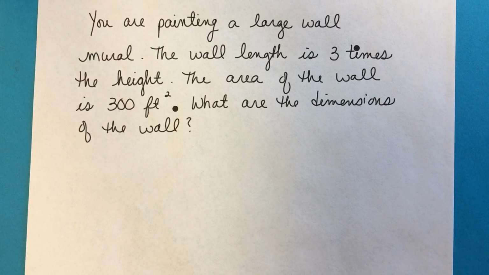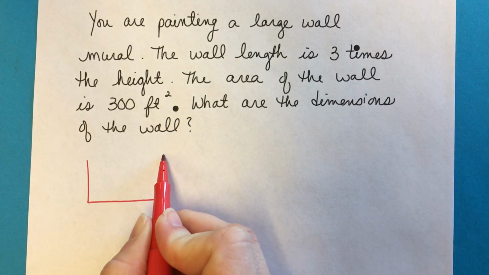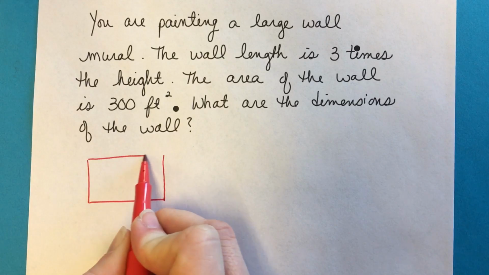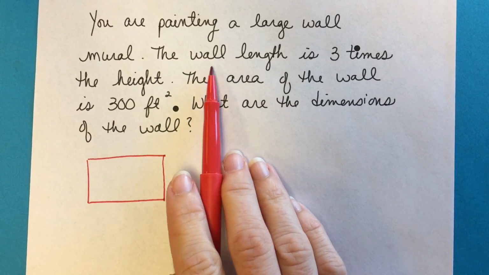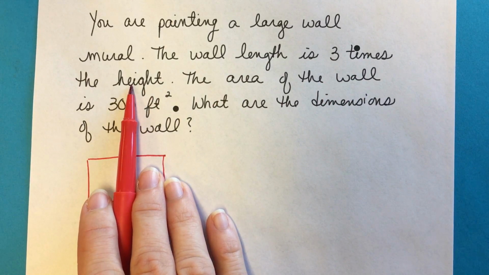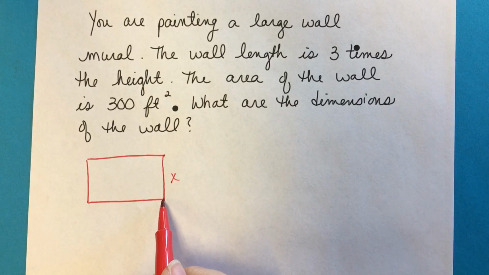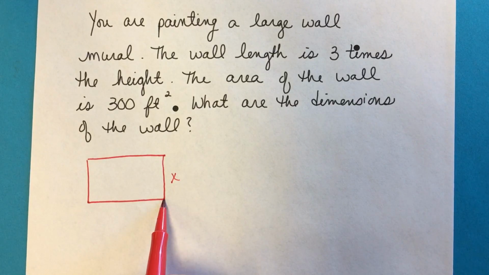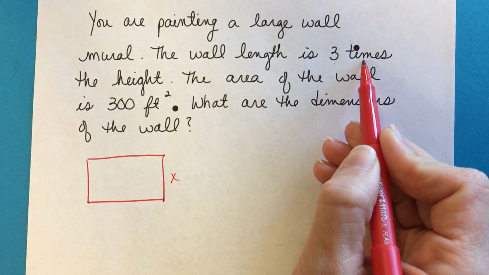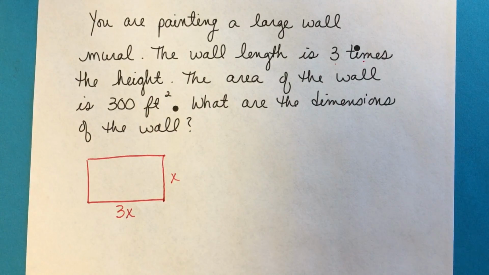So we're dealing with, obviously, a rectangular shape. You're told that the length is 3 times the height. So I'm just going to let x be the height of my wall. So the length of my wall has to be 3 times the height. So that would have to be 3x.